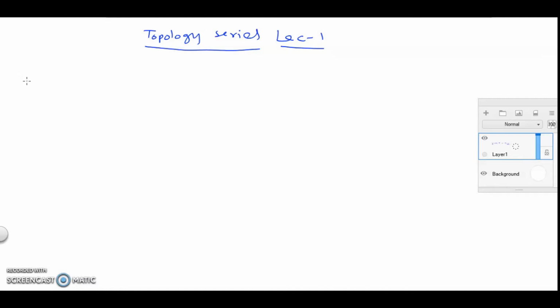Firstly, I will talk about metric space versus topological space. I will give an analysis on this.